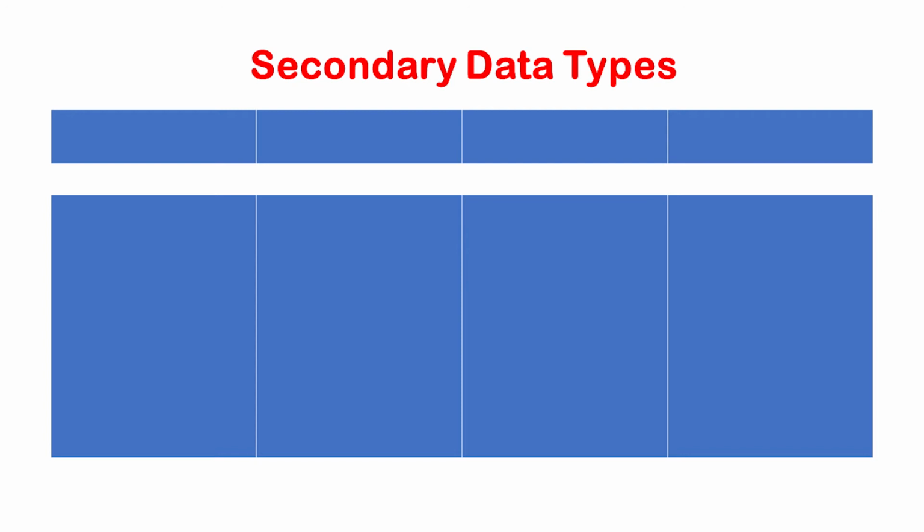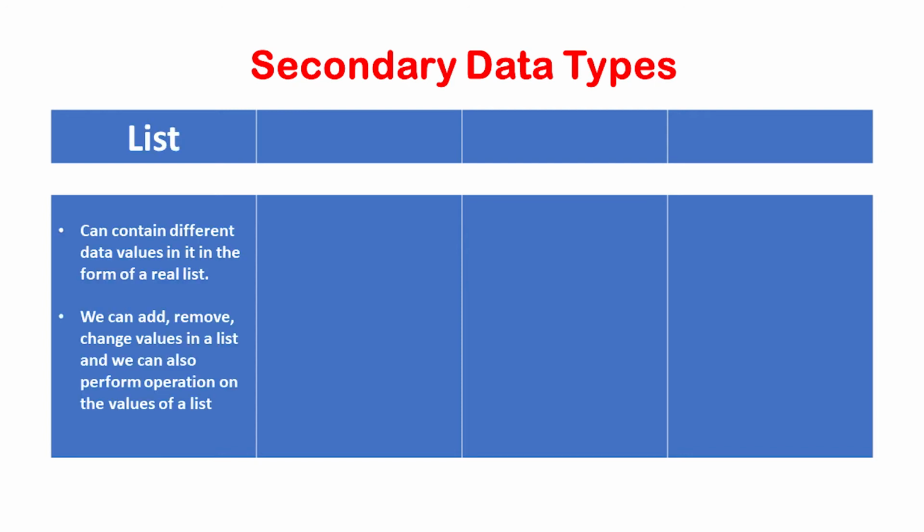The first and the most important secondary data type in Python is a list. As we have already learned about a list, it can contain different types of data inside it in the form of a real list. It can have any number of values and any type of values inside it. We can add values to a list, we can remove values from a list, and we can perform different operations on the values of a list.